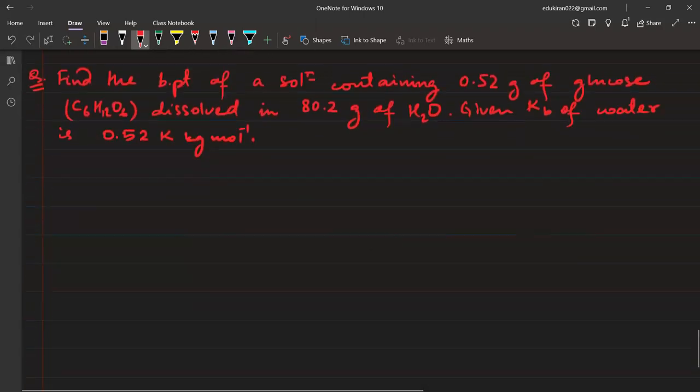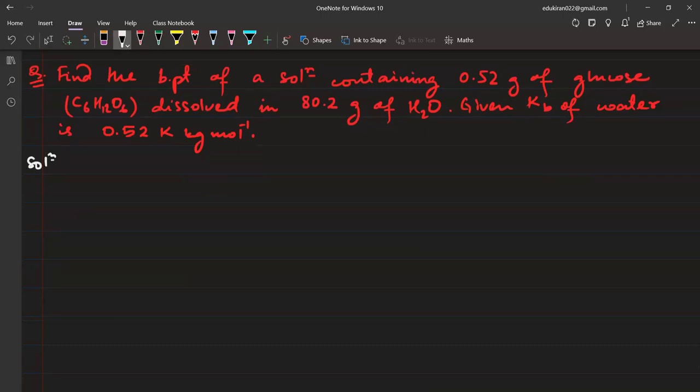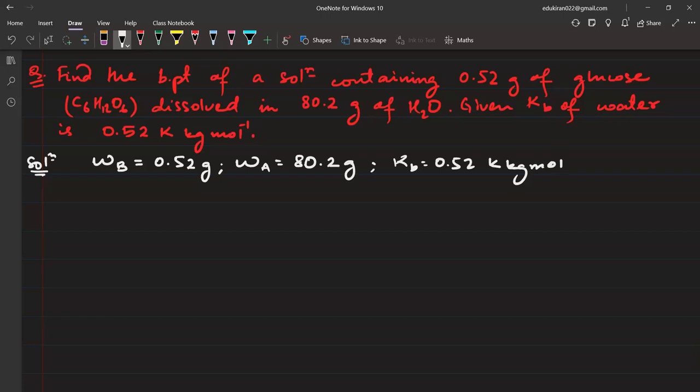per mole. So let us see what information they have given. First of all, the amount of solute is 0.52 grams. The amount of solvent, WA, is 80.2 grams. Then they have given KB, which is equal to 0.52 Kelvin kg per mole. Now, the molar mass of the solute will be 180 grams per mole. This has not been given, but you can easily calculate it: carbon is 12, hydrogen is 1 and oxygen is 16. So 180 grams per mole.